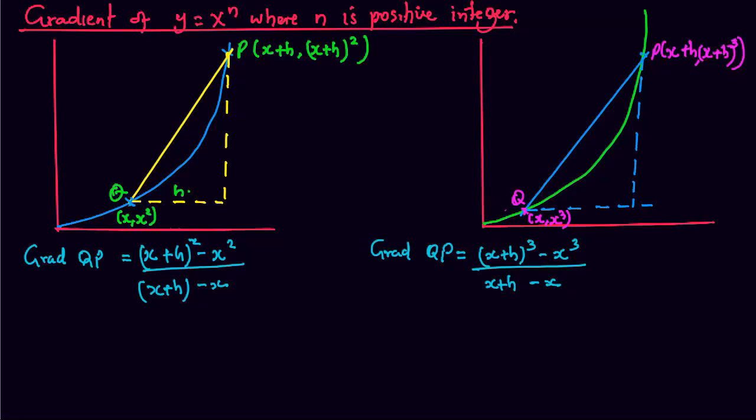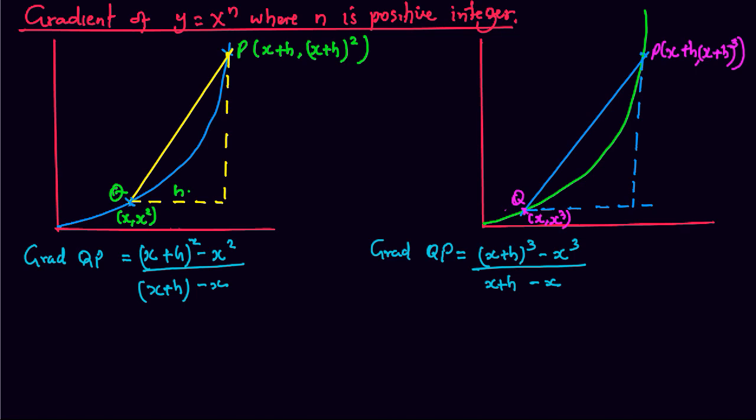We want to look at how we can determine the gradient of a general function y is equal to x raised to power n, where n is a positive integer. And to get this expression, we will use the curve y is equal to x squared and y is equal to x cubed to derive the general formula for getting the gradient of y is equal to x raised to power n.